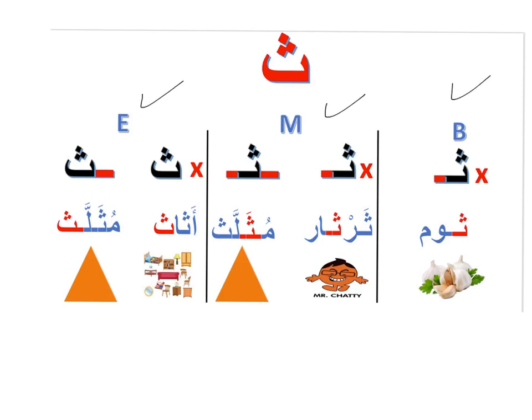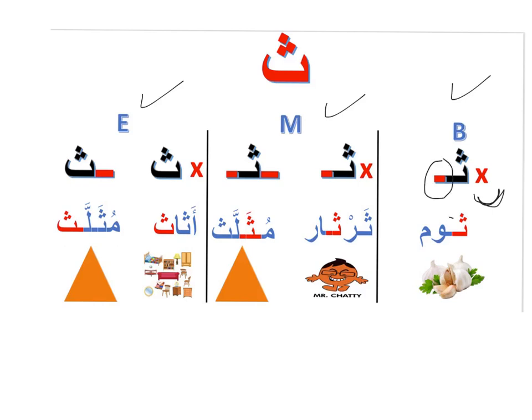Now let's have a look at the letter Th at the beginning, middle, and end of a word. Th at the beginning of a word will never join any letter from that side because Th itself is the first letter inside this word. From that side, Th will always join.